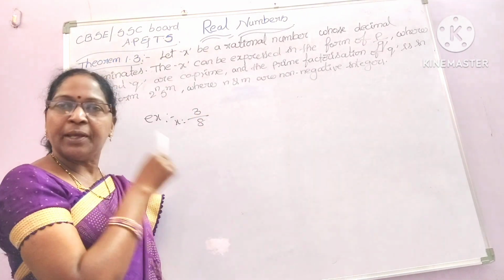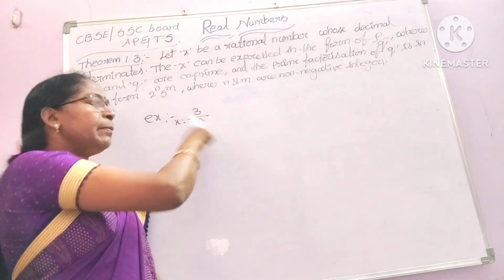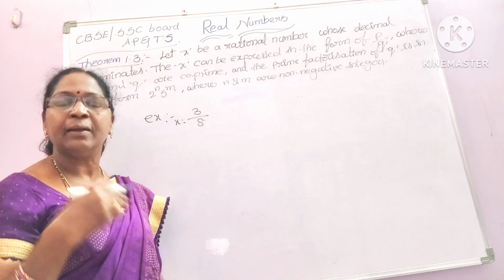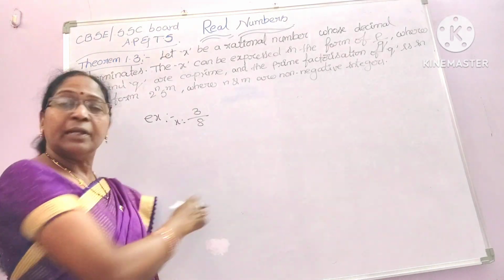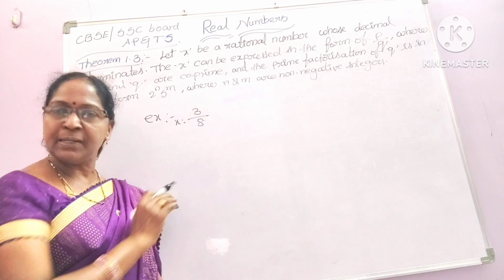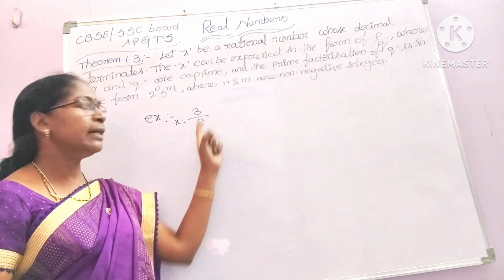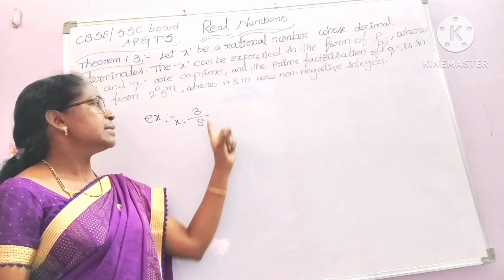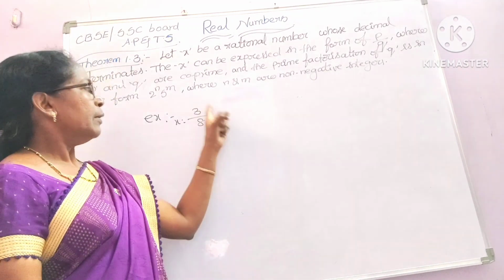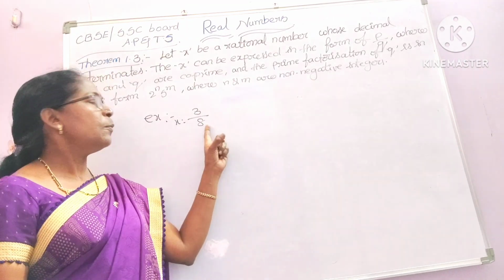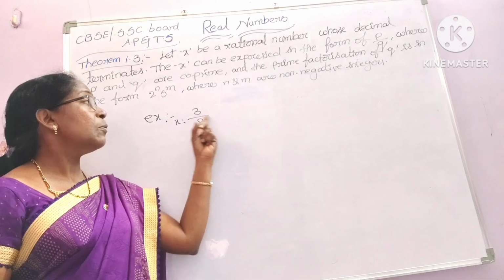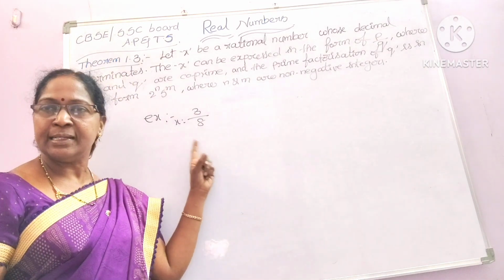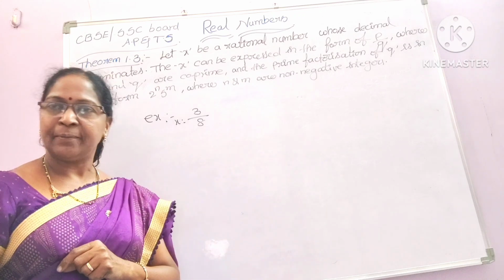The given rational number you have to assume as x. x is in the form of p by q, where p and q are co-primes. p and q being co-primes means reduced terms, that is, no other common number divides them. Already in 3 and 8, no other common number divides them. So you can say that 3 and 8 are co-primes. Now q can be expressed in the form of 2 power n and 5 power m. Whenever the denominator can be expressed in that form, you can say that it is a terminating decimal.